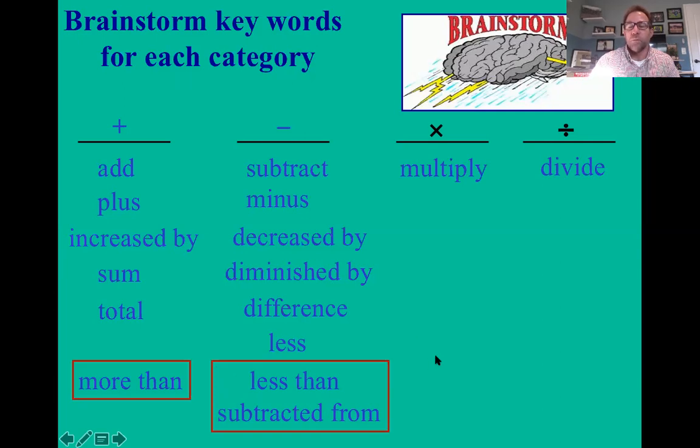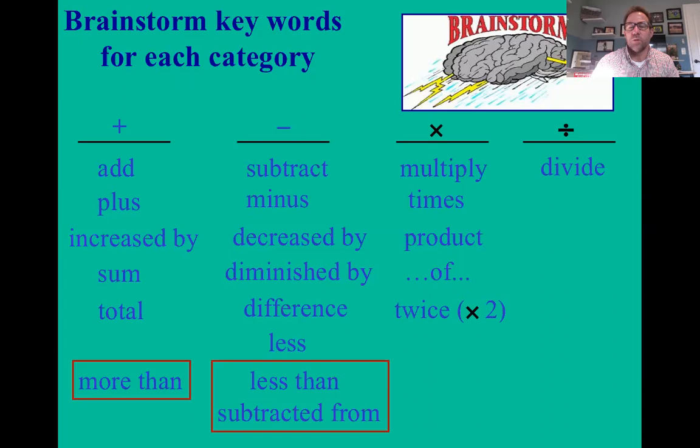Okay, multiply. We've got times, product, the word of. So you'll see the word of, for example, in a word problem that might say you're shopping and you go to buy some clothes, and it might say the sale price is 25% of the original price. So in that sense, you would want to multiply: 25% times the original price. Okay. Twice, so times two.